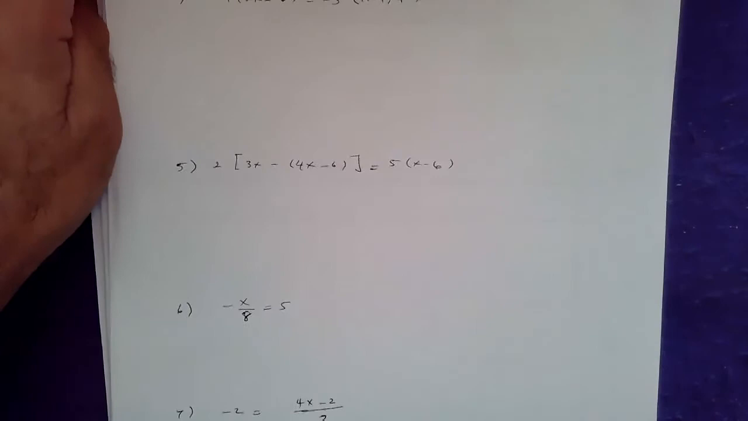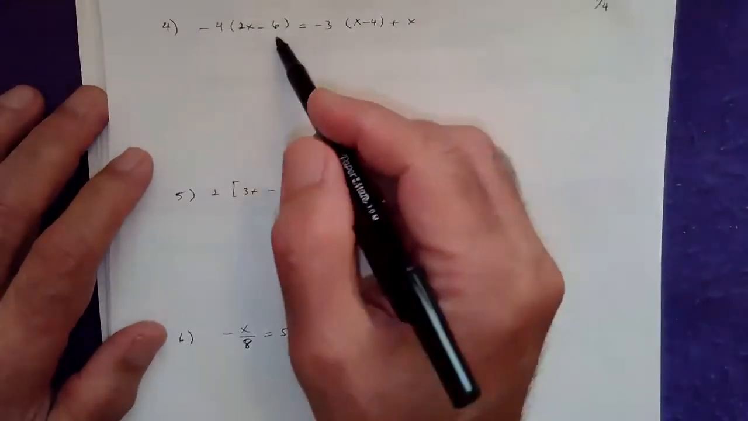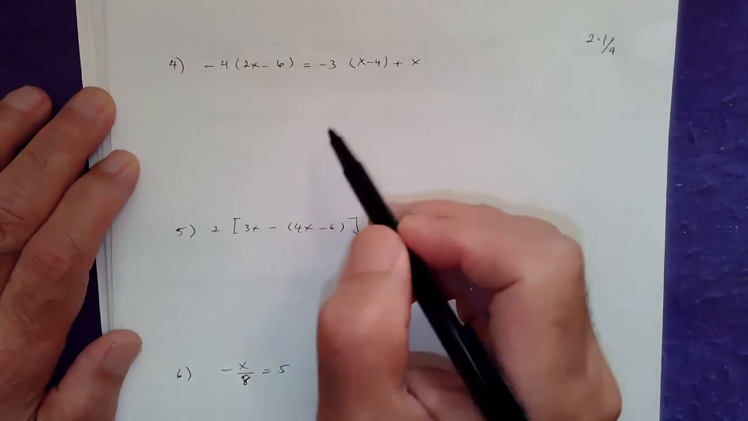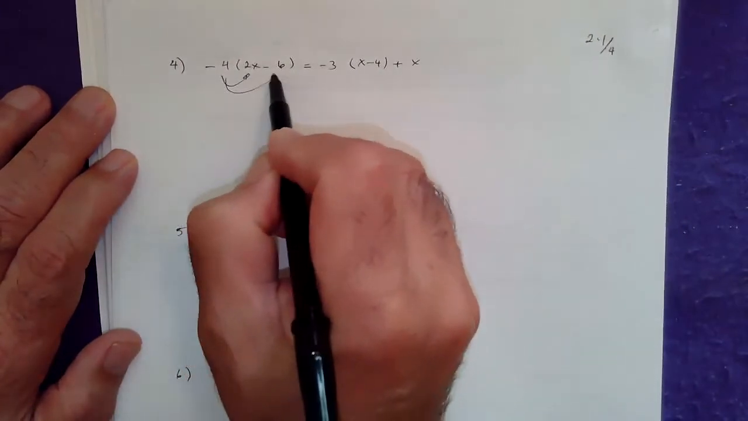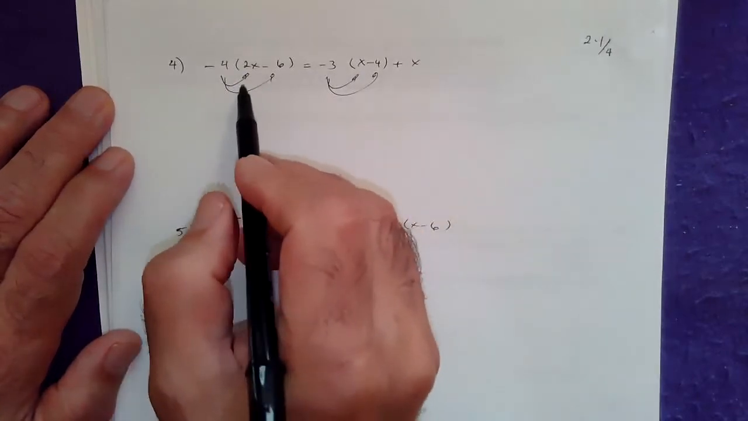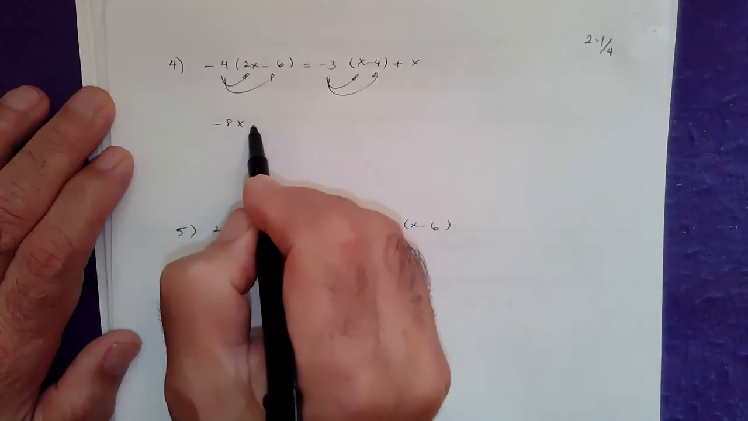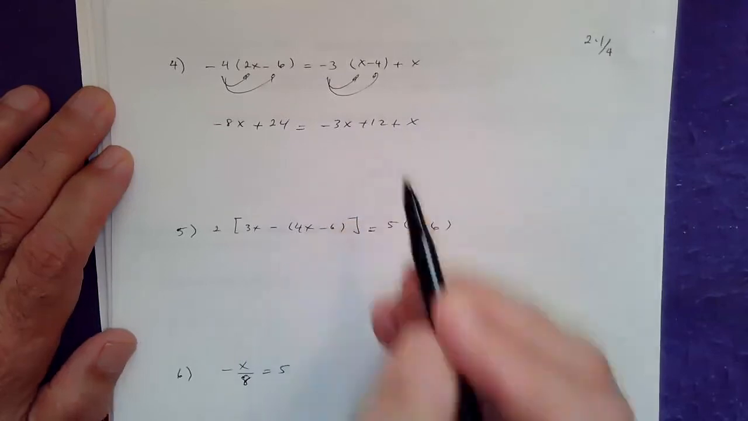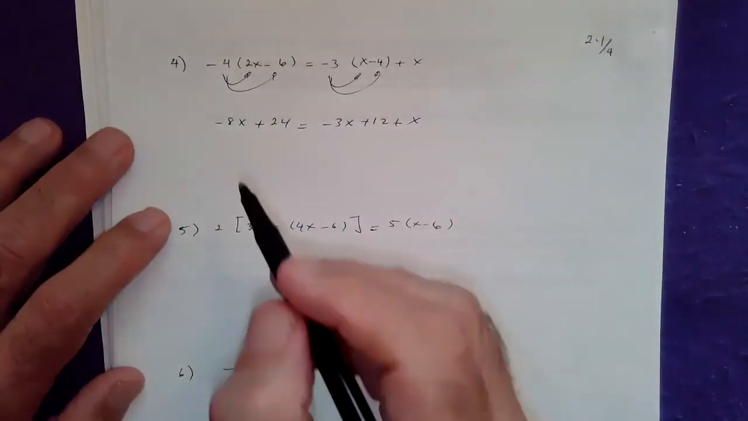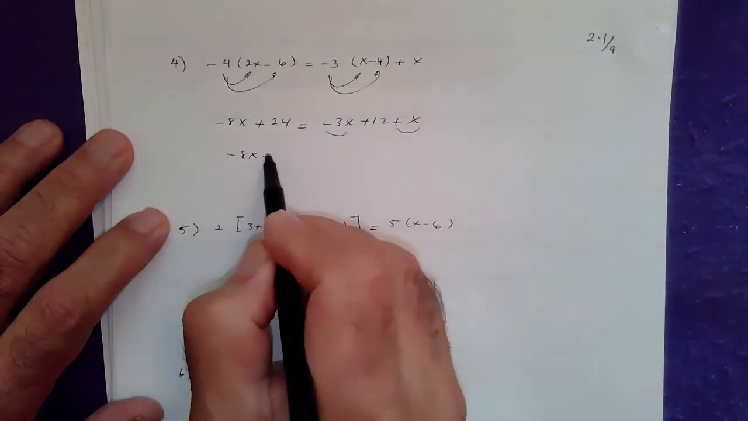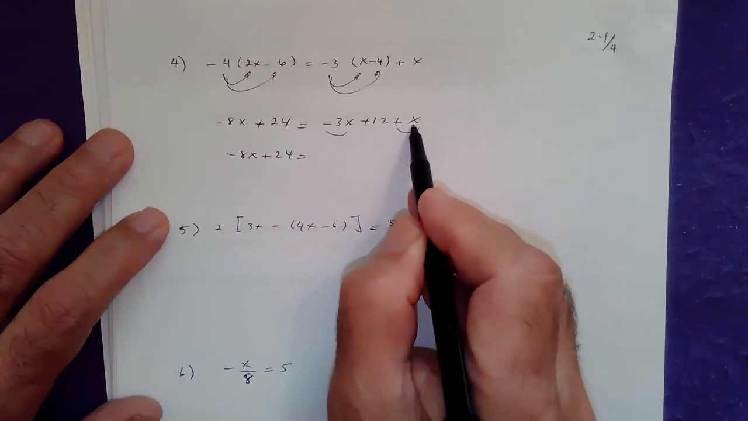Okay, sometimes we got parentheses on both sides, so that doesn't really change the strategy. We still have to remove the parentheses by distributing these numbers outside of the parentheses. So you get negative 8x plus 24 equals negative 3x plus 12 plus x. Combine the like terms. These are like terms, so they get to be combined. So I get negative 3x and 1x.